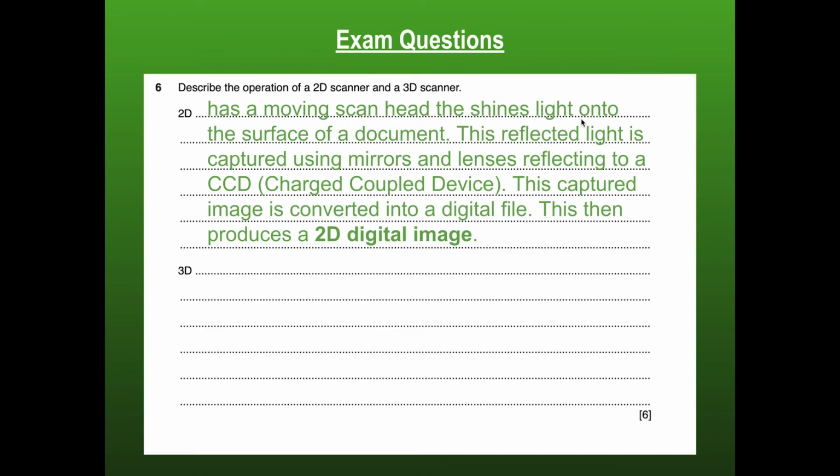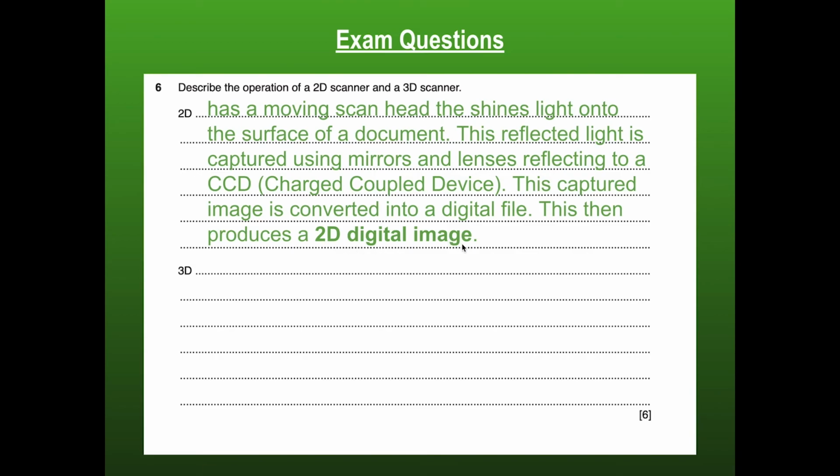Well, it has a moving scan head that shines light onto the surface of a document. So it scans across the document, shining light onto the surface of that document. This light is then captured using mirrors and lenses, which is reflecting to a CCD, or charge coupled device. Then the captured image is then converted into a digital file. Then this produces a 2D digital image.